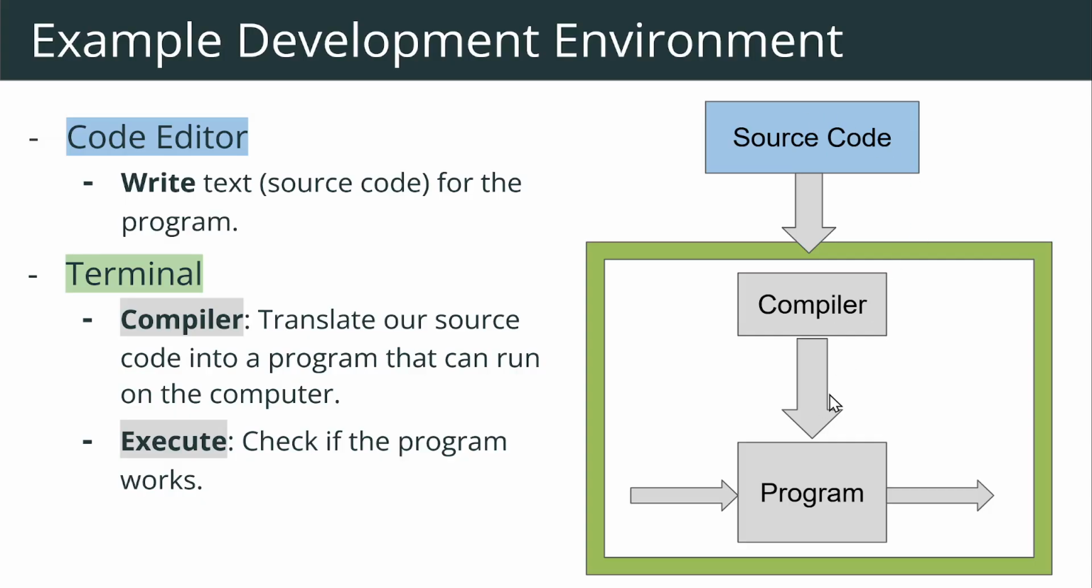The reason we need to do that is because the computer hardware runs machine code, like a binary. So it doesn't really run human readable text. That's why we have the compiler. It converts the human readable text into machine code binary, kind of. So yeah, this is what our development environment will look like.